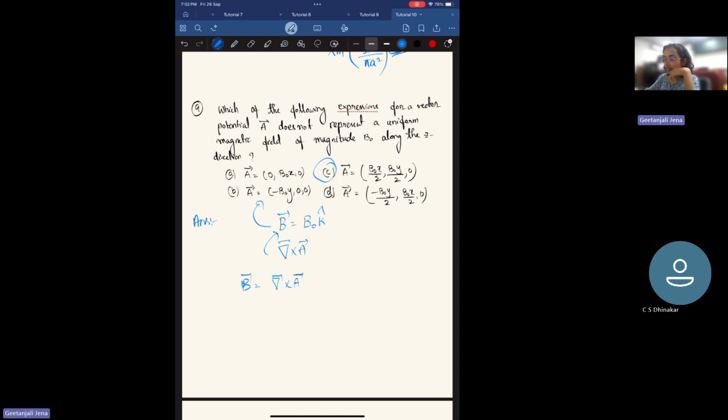Okay, then it's fine then. So I think we followed this step only. You just need to put the value of A here in the curl equation and see which of these is not giving B as B0 k. Steps are quite easy. You just need to use the curl operator and the values that are given. Okay, it's quite easy, so let me skip it.